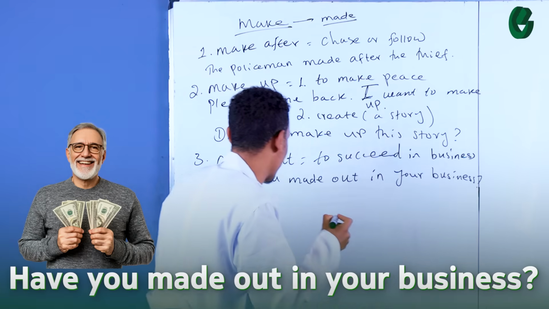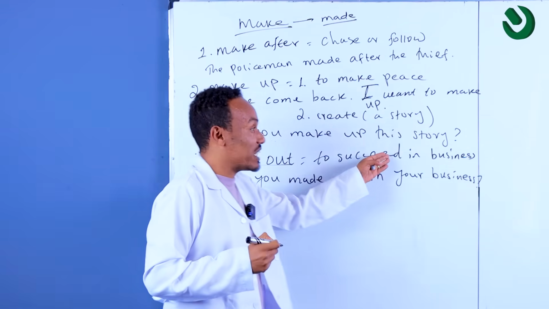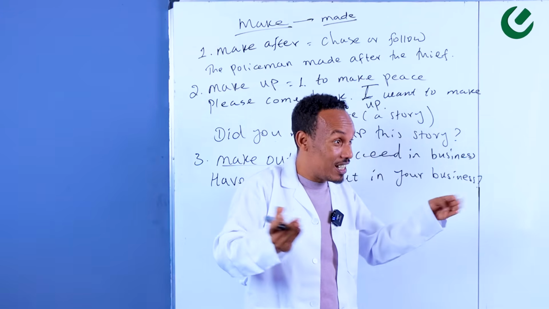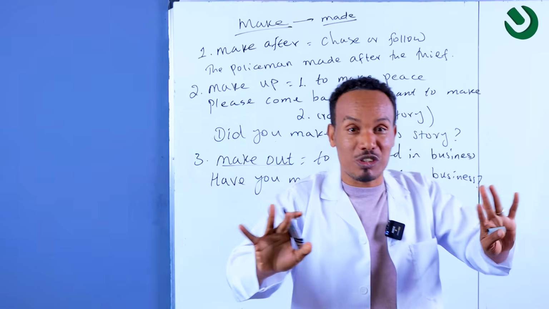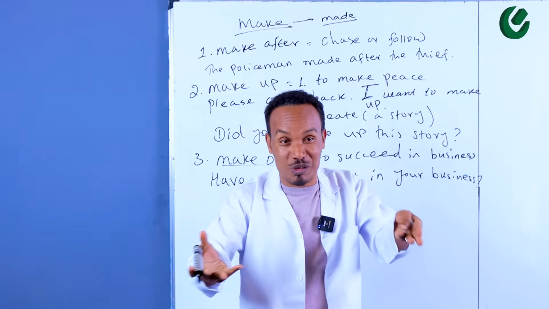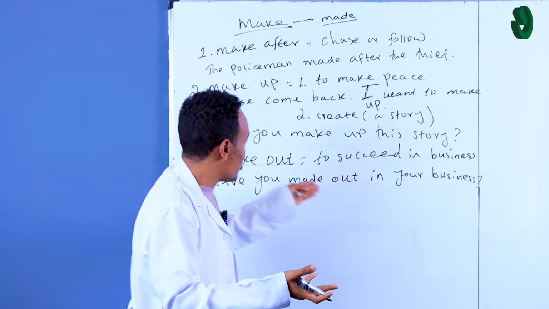All right, yes, I have. Okay. So what do you mean by make out? To succeed, in business. I have made out in my business means I have succeeded in business. Is it clear? Yes. That's the opposite of fail.